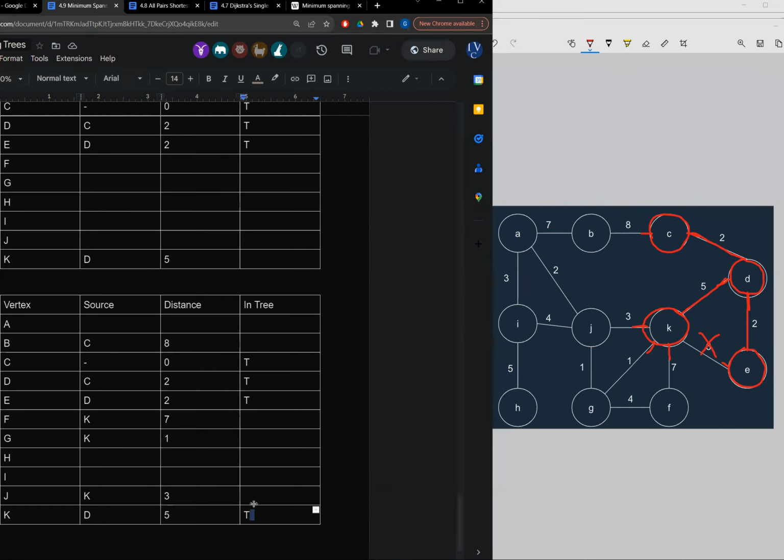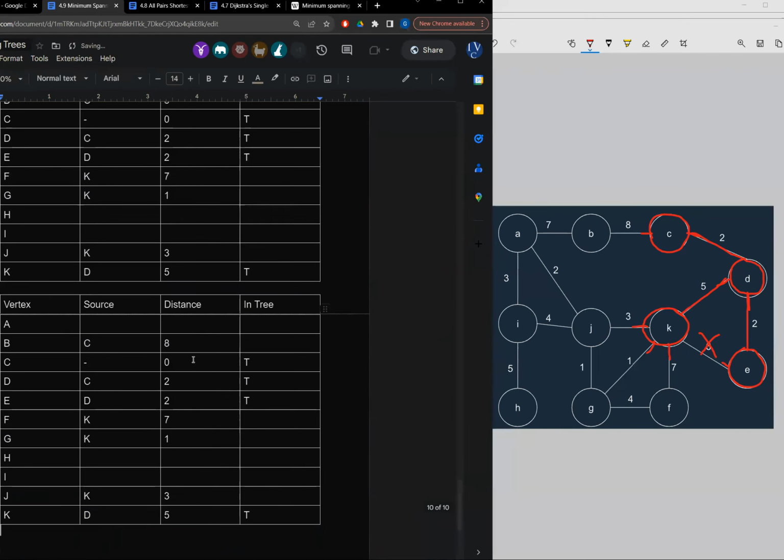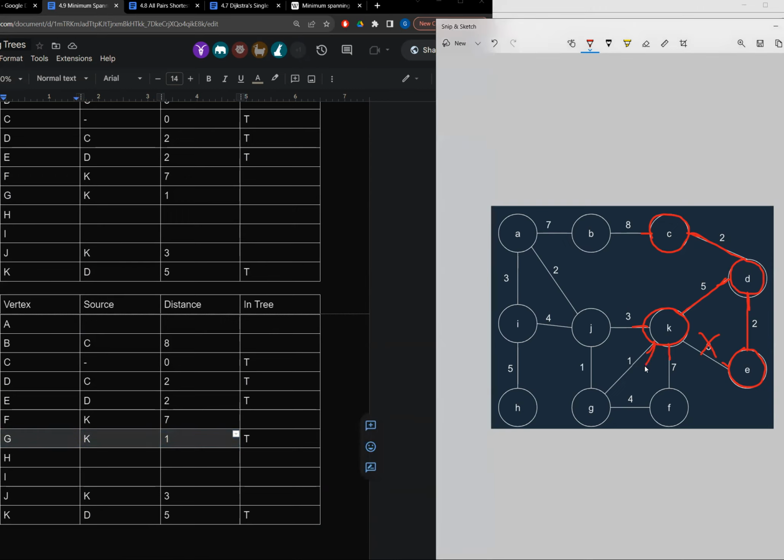Okay, so we updated the edges. Now we need to make a selection. All right, choose between 8, 7, 1, and 3. So we'll be greedy. We'll pull G in from K. Now part of the tree. All right. And that gives us 2 edges to consider.